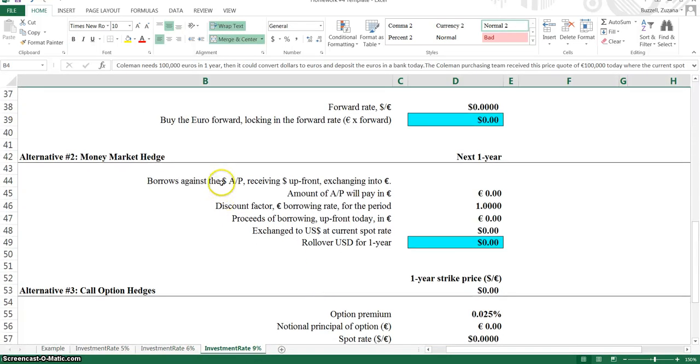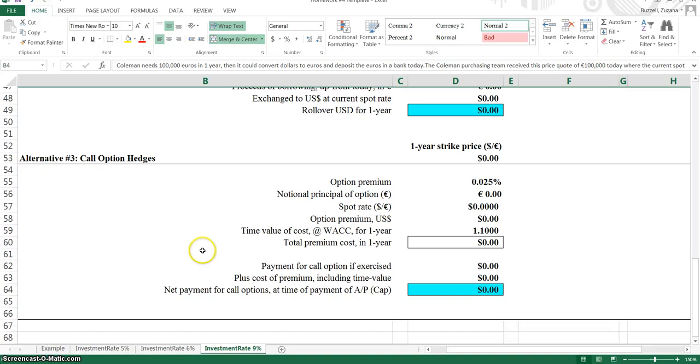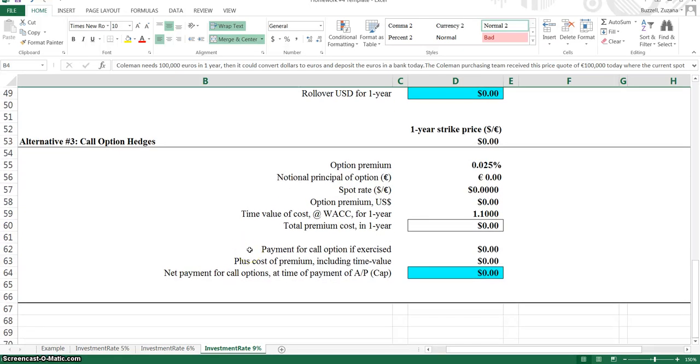Then you will do the same for money market hedge. Then you will do the same for call option hedges. You have to also look at, are there any benefits, any drawbacks to any of these hedging tools? Again, there are two steps in this homework. First is the calculation, and second is the explanation.